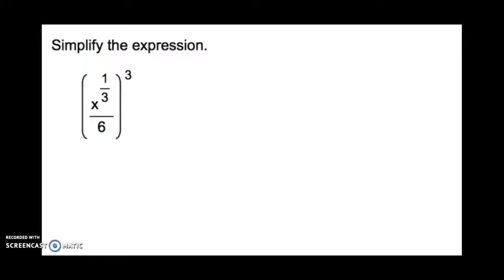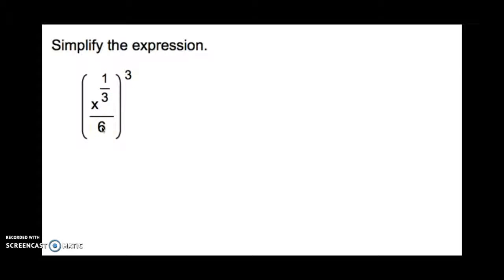When you raise an entire fraction to an exponent, you will have to bring that exponent to both the numerator and the denominator and raise each of those to the power. Here we have it being raised to the exponent of 3. So when we raise the numerator to the exponent of 3, we are raising an exponent to a power. The rule says when we raise the exponent to a power, we multiply them. So 1/3 times 3 would just be 1, or just x.